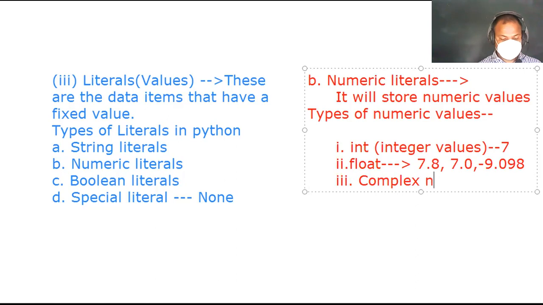And the third one is complex numbers. Complex numbers are also allowed in Python. So what are they?